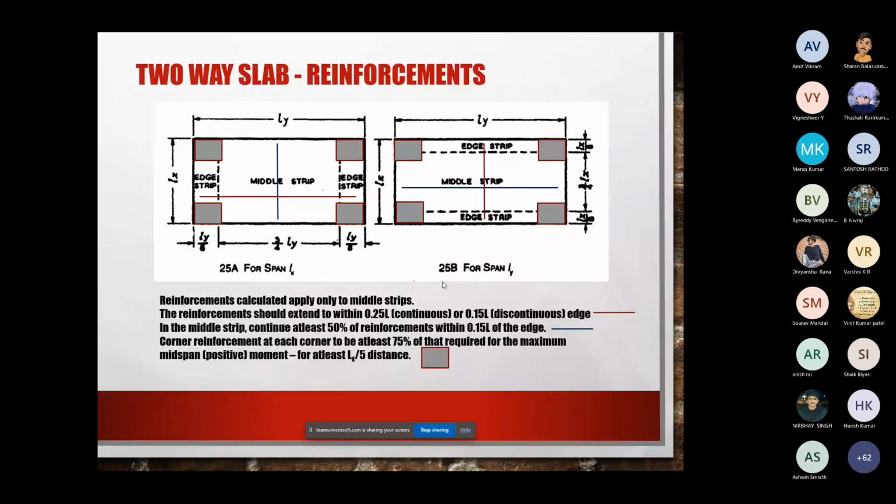Based on the same moments, you will find the percentage of reinforcement along the x direction for positive and negative moments, based on the formula 50 fck by fy times 1 minus root of 1 minus 4.6 Mu by fck b d square. The formula is there, so you'll use the same thing to find the reinforcement for all the moments: positive moment x and y direction, negative moment x and y direction. Once you know, these are all straightforward procedures. Tomorrow when we do a problem, we'll know how to do it.